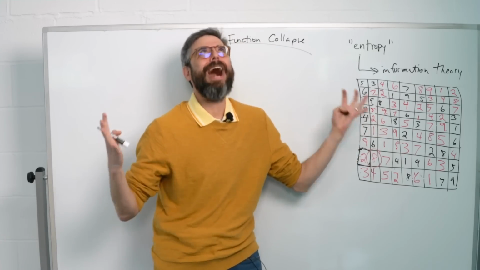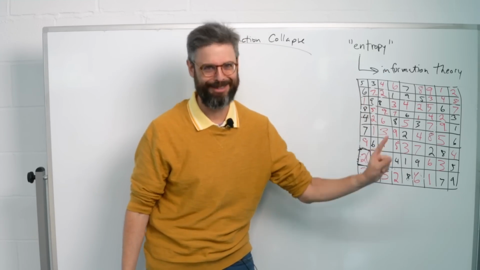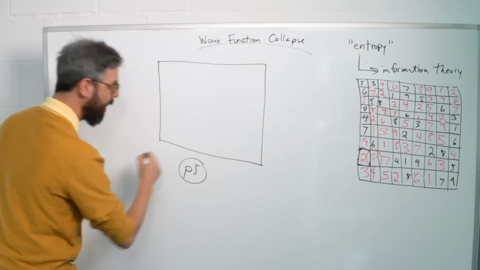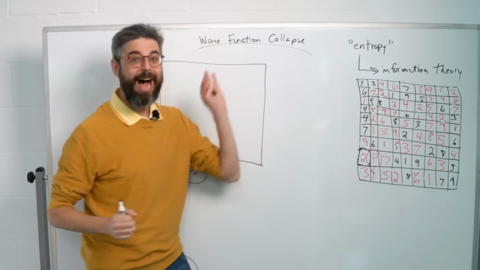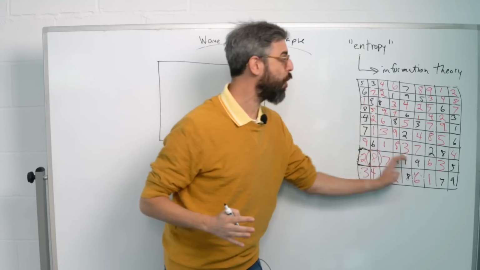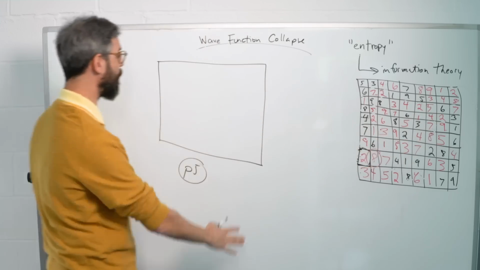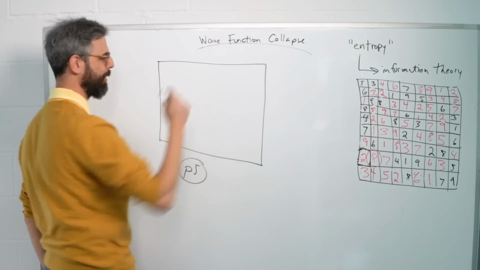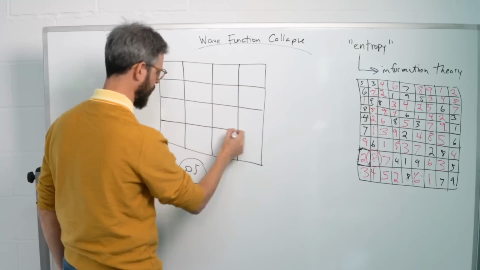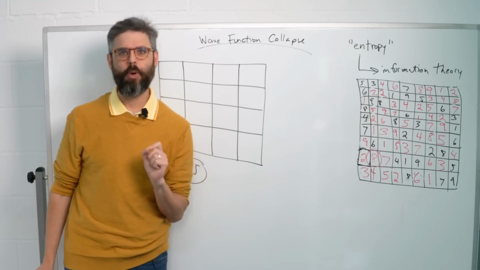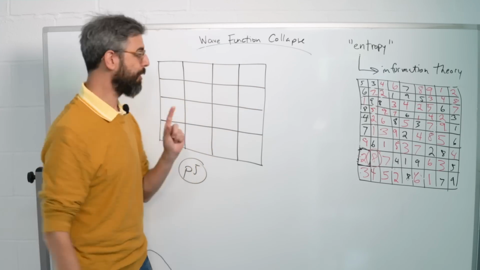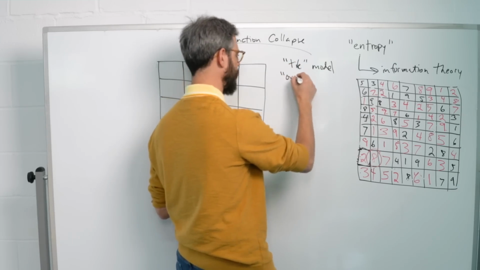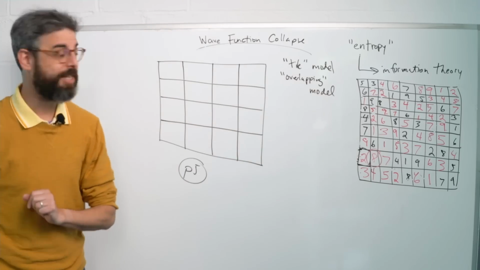Now that I've finally solved this Sudoku puzzle, we can look at a P5 canvas and try to understand how the process for solving a Sudoku puzzle maps to the process for generating an image through wave function collapse. There are two ways to approach wave function collapse: the tile model and the overlapping model. I'm going to start with the tile model.